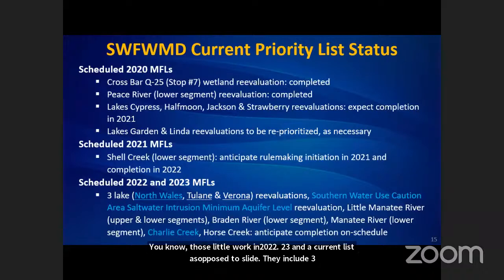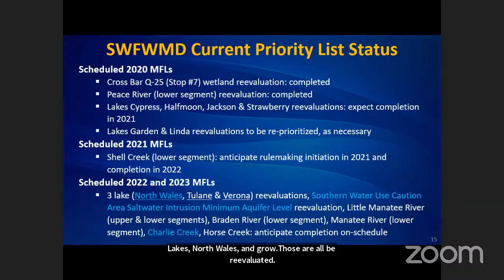A minimum aquifer level established for the southern water use caution area is being reevaluated. And we're developing minimum flows for the Little Manatee River, the Braden River, the Manatee River, Charlie Creek, Horse Creek, and all work is ongoing for all these systems, and they're all on schedule. We're not anticipating any changes.